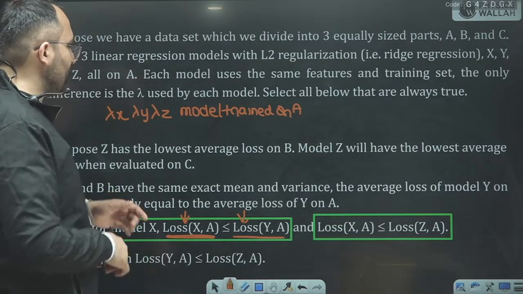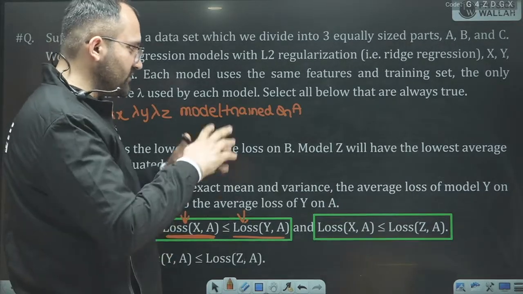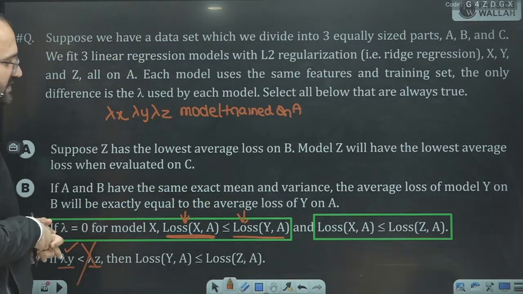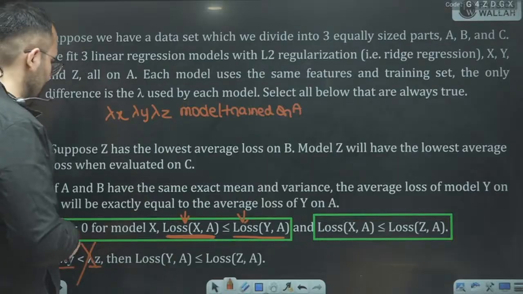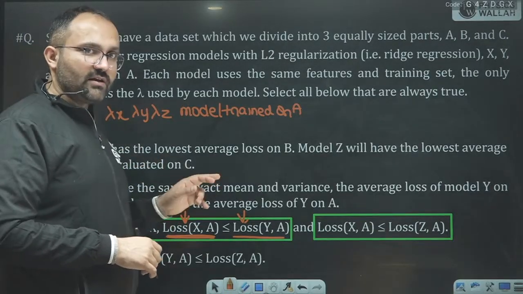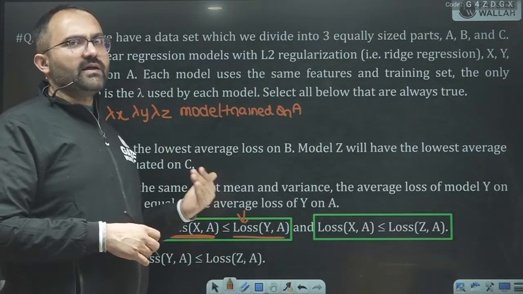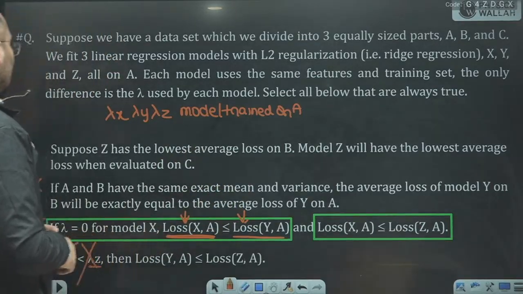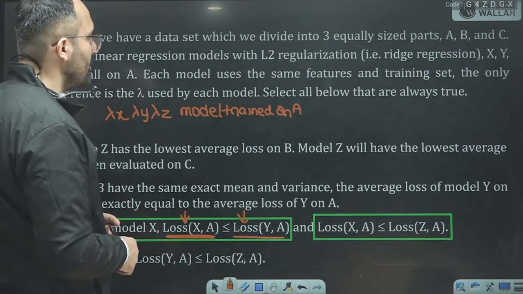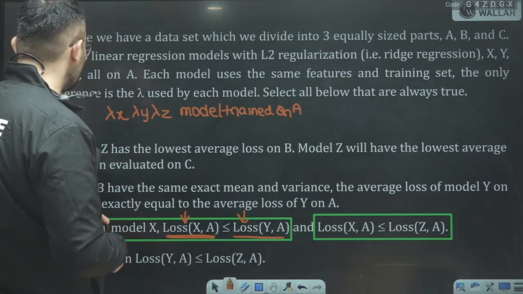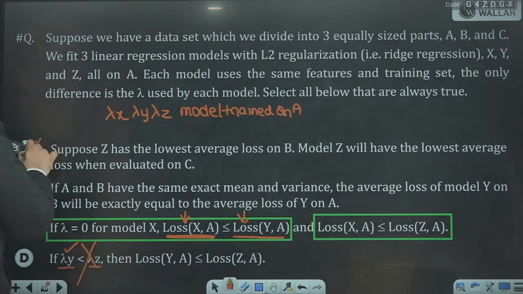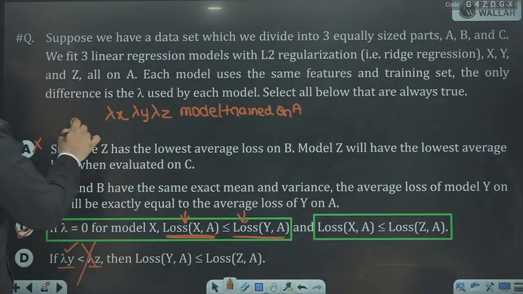If A and B have the same exact mean and variance with data distribution, the average loss of model Y on B will be exactly equal to the average loss of Y on A. No, because Y is trained on A, right? So on B it may have different errors. Suppose Z has the lowest average loss on B, model Z will have the lowest average loss when evaluated on C. No, not necessary. Only C is the correct answer.